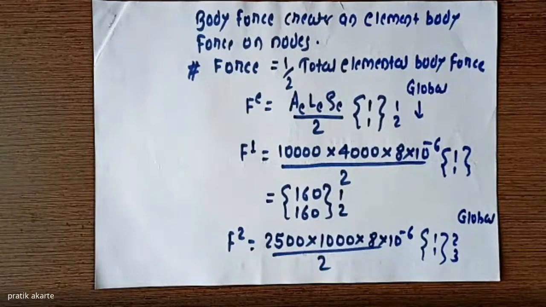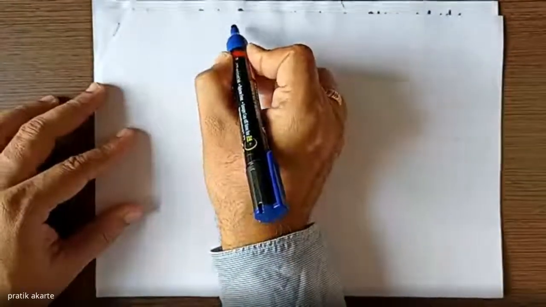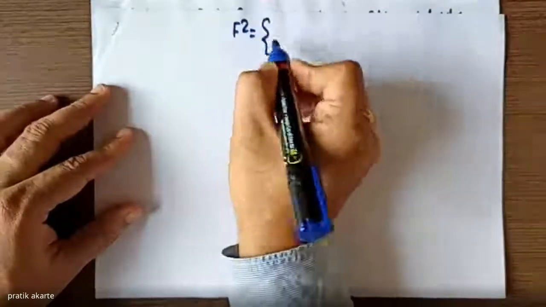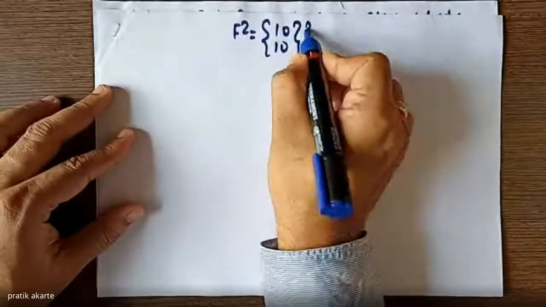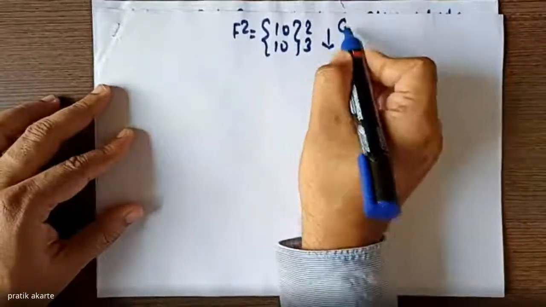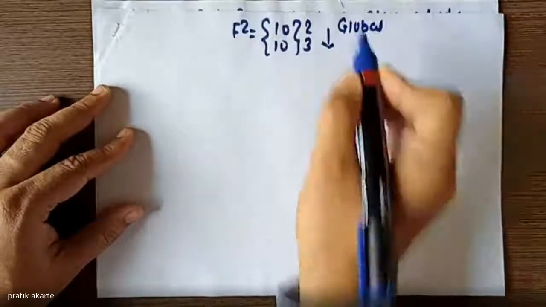of the material that we are using, and based on the specific gravity we can calculate the body force per unit volume, and thereby we can calculate the forces acting on the nodes. So on node number 1, it is 160 and 160, and at F2, if we calculate this, it is coming out to be 10 and 10. So at node number 2 and 3 in global part we can write this as.